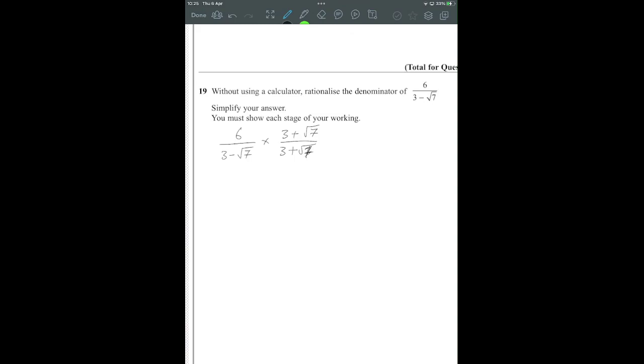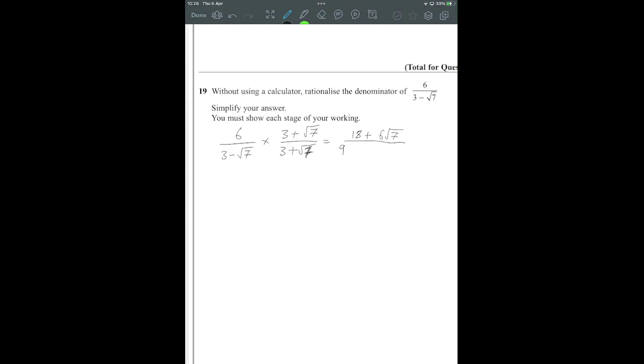Rationalize the denominator. We're going to times top and bottom by the denominator, but with the sign swapped. I'm then going to expand out the top: 18 plus 6 root 7. And I'm going to expand out the bottom slowly to really show the examiner I know what I'm doing.